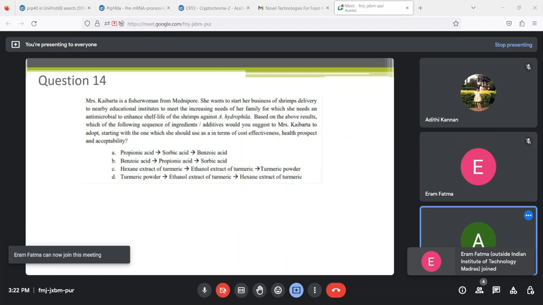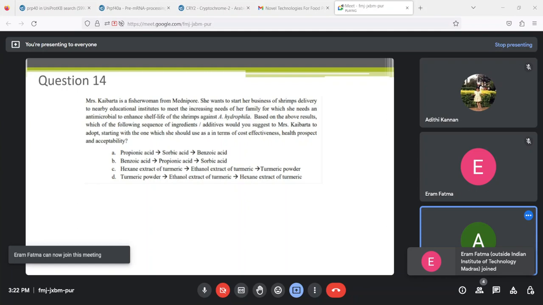Question 14. Mrs. Kaibartha is a fisherwoman from Mednipur. She wants to start her business of shrimps delivery to nearby educational institutes to meet the increasing needs of her family, for which she needs an antimicrobial to enhance the shelf life of the shrimps against A. hydrophila. So based on the above results, which of the following sequence of ingredients or additives would you suggest to Mrs. Kaibartha to adopt, starting with the one which she should use in terms of cost effectiveness, health prospect and acceptability?